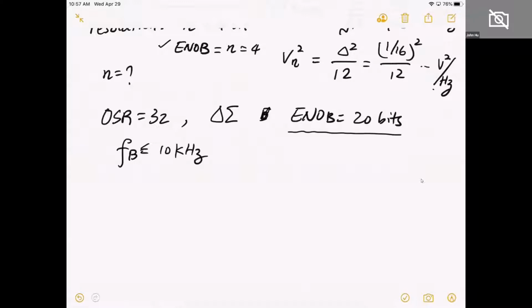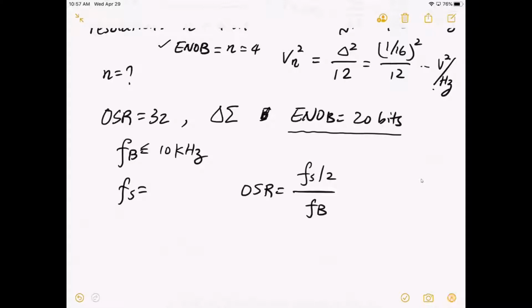If I'm telling you OSR is 32, would you be able to tell me what the sampling frequency is? This should be straightforward. Yeah, you just take your 32 over your 10 kilohertz and that gets you your sampling rate, right? Except that's not quite there. The oversampling ratio is what? Make sure you check your textbook. It's not just FS over FB, it's FS over 2 FB. Yes, okay, like the Nyquist rate, kind of.